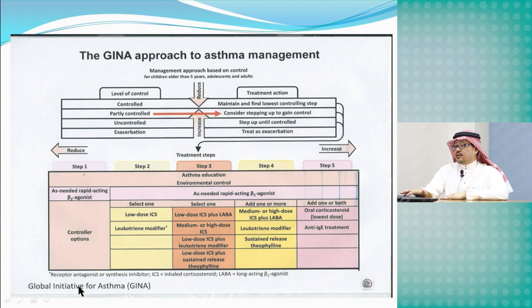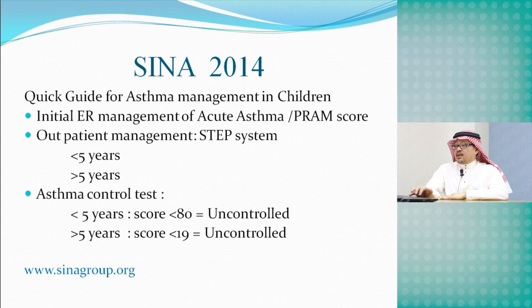Recently, in the last couple of months, the Saudi Initiative for Asthma 2014 released a quick guide for asthma management in children. It includes the initial emergency management of acute asthma, and they selected the PRAM score, which is a Canadian score adapted by SINA.